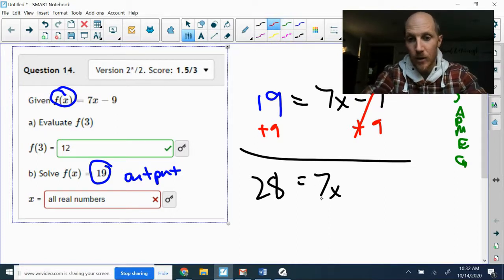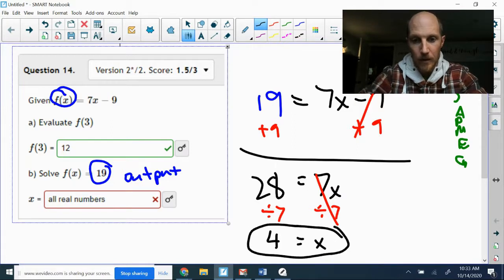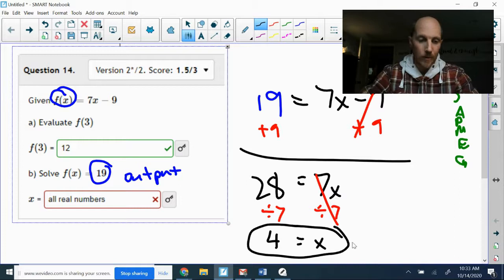And then I need to undo this 7 times x, figure out where I started from. So I'm going to divide both sides by 7, and that will leave just the x on the right side. 28 divided by 7 is 4. So this one would be 4.